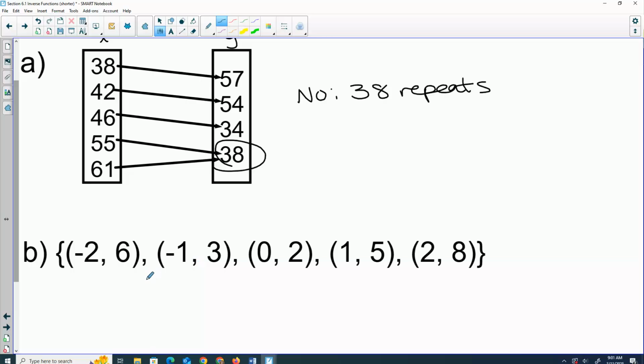Is B one-to-one? Yes, if you look at your y's, every ordered pair has a different y value. So this is one-to-one. A lot of times in my abbreviation, I just do 1-1 for one-to-one.